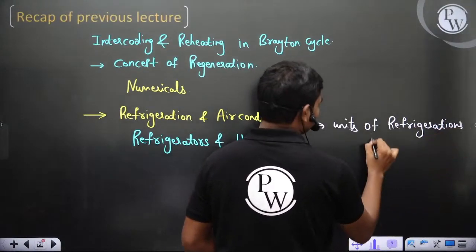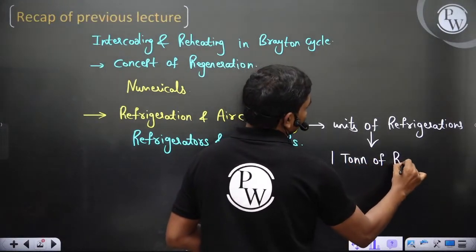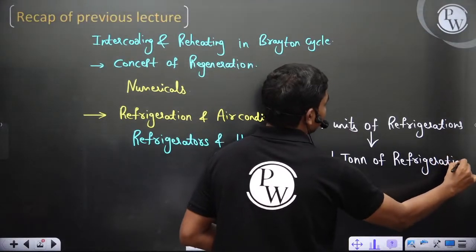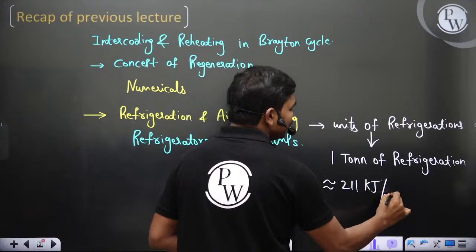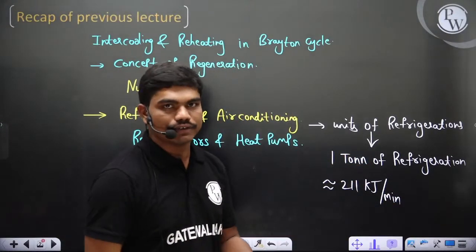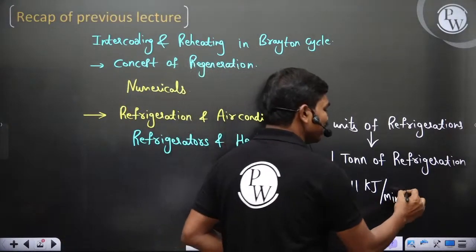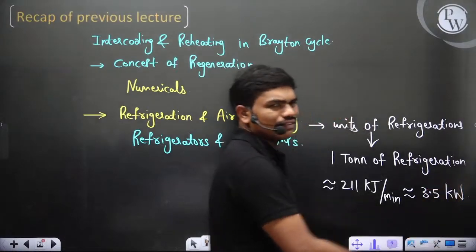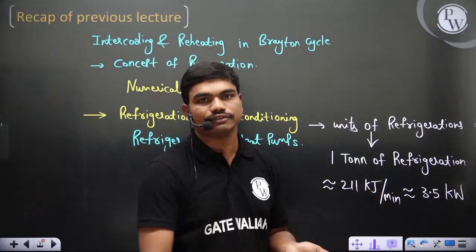Under units of refrigeration, we saw 1 ton of refrigeration, which is around 211 kilojoules per minute. Basically, this is the amount of heat equivalent to producing 1 US ton of ice in 24 hours, from water at 0 degrees Celsius to ice at 0 degrees Celsius. This is also roughly equivalent to 3.5 kilowatts; some books say 3.51 and some 3.49 kilowatts. In the last class we saw the calculations.